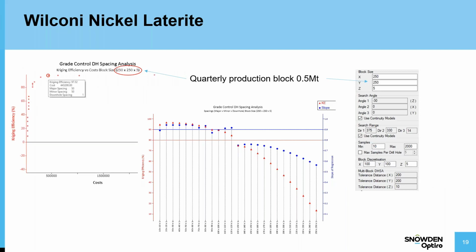And in Supervisor, the same outputs. We have a cost versus kriging efficiency graph. We have the kriging efficiency and slope of regression. And in this case, we did choose a single block rather than a multi-block analysis because our block size was huge. So we just have a single point.